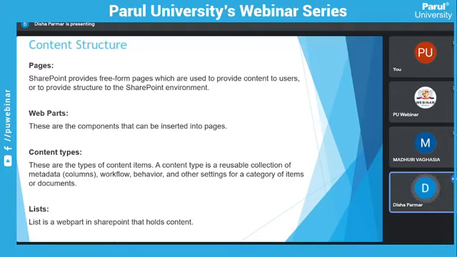Next one is lists. So a list itself is a web part in SharePoint that holds the content. So it is a container of information, we can say. It is a collection of data that you can share with your team members and people to whom you have provided the access.